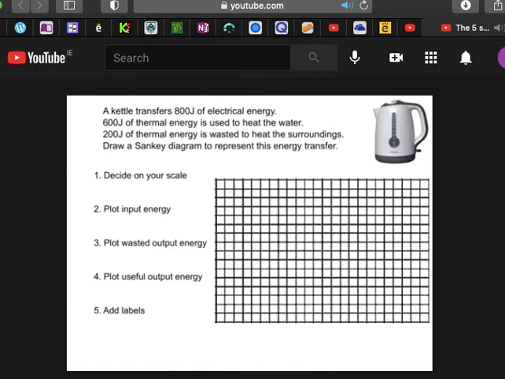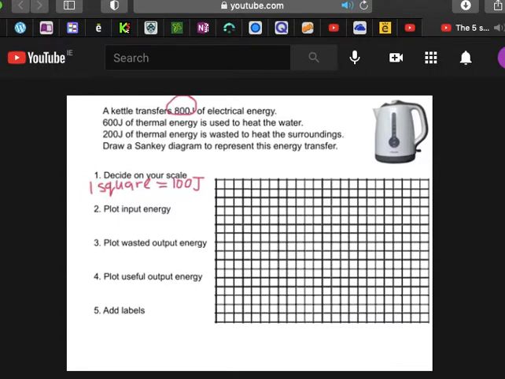Step 1 of drawing your Sankey diagram is to decide what your scale is going to be. I've got 800 joules of electrical energy as my input energy here, so I'm going to use 1 square to represent 100 joules. So 1 square equals 100 joules. That's the scale I'm going to use throughout this Sankey diagram.